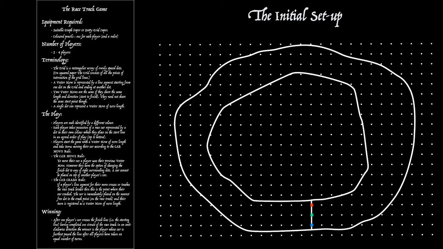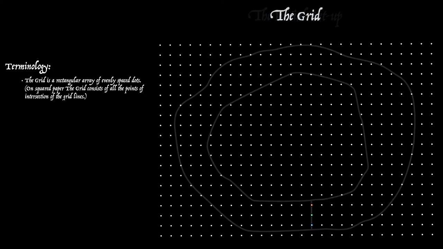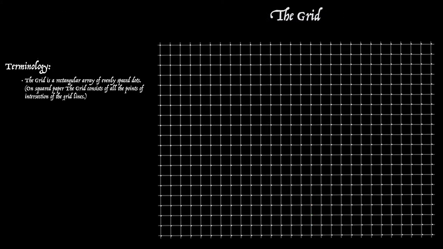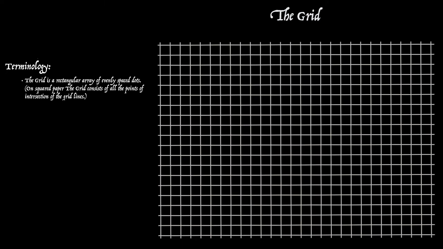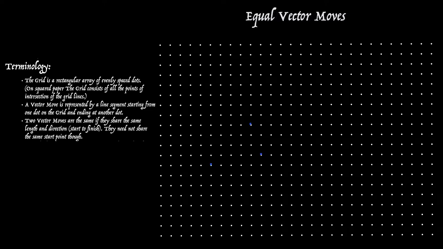Now, some terms that we use for the game. The game's played on a grid. You can see that on the right, where a racetrack is drawn in the grid. If it's graph paper, it's at the intersections of the lines. Now, a vector move in the game is represented by a line segment going from one dot to another. That's how your racing car will move. And two vector moves are considered equal if they have the same distance and same direction. There's examples of equal vector moves on the right.